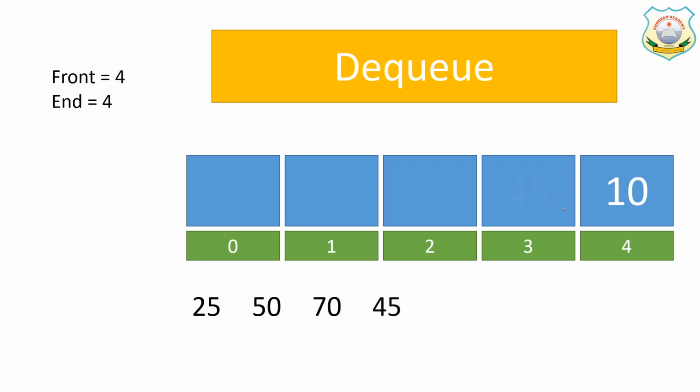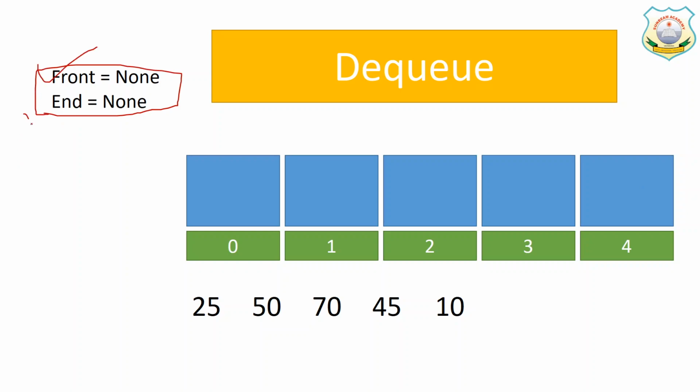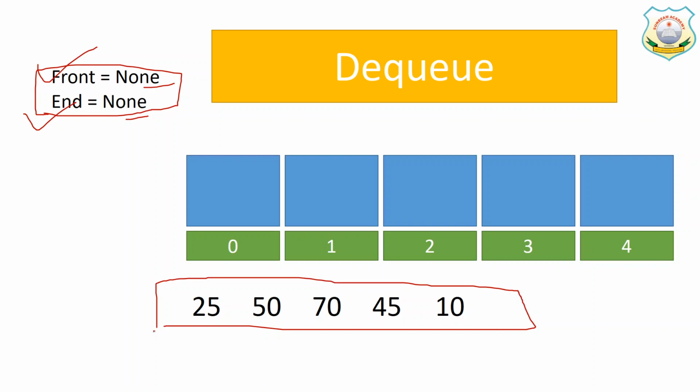And if I again perform the dequeue operation, 45 is going to be out, and you can see the front pointer over here is again incremented. And again, if I perform the dequeue operation, what is going to happen? There are no items in the list. So the front and the end both are going to point to none, and these are the numbers that are out of the queue by performing the dequeue operations.